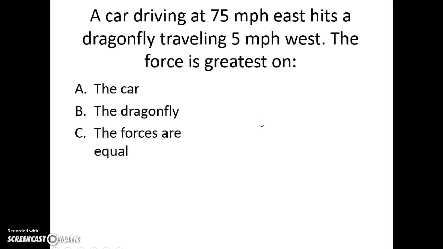So, a car driving at 75 miles per hour east hits a dragonfly traveling 5 miles per hour west. The force is greatest on... and again, this is Newton's third law, the forces are equal.